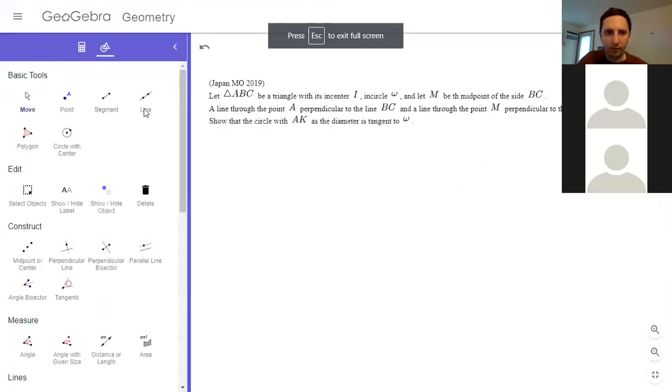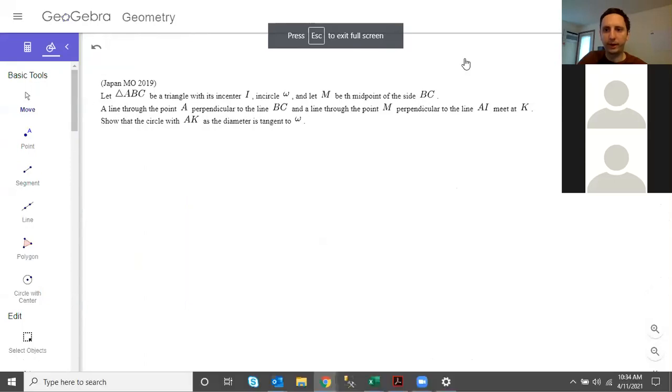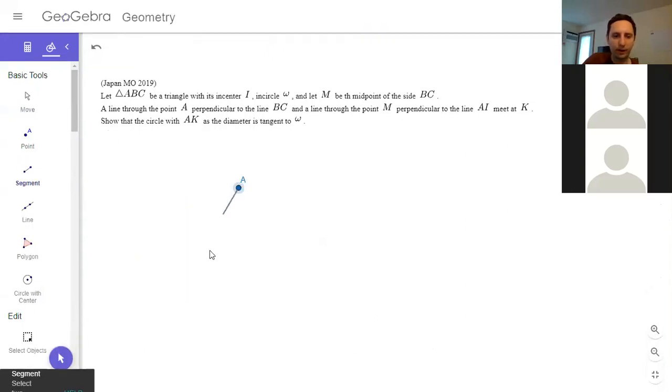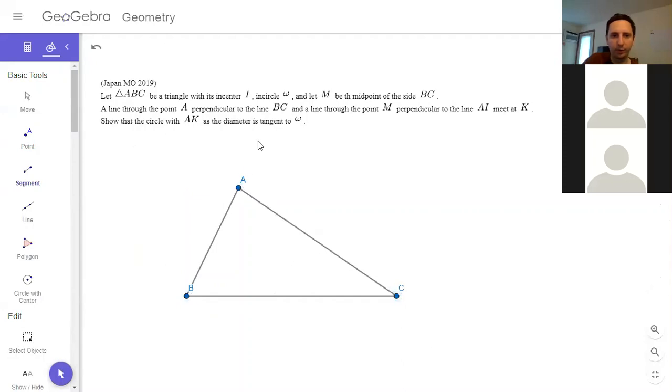So let's try this one. So this one is from 2019. So I think that last one was 2020. I guess I can't really tell how hard it is just by looking at it, but whenever you show two circles are tangent, sometimes that can be tricky.